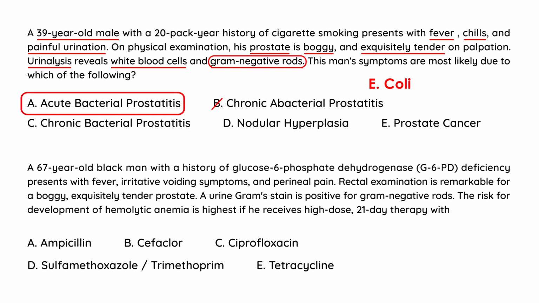Next question. 67-year-old black man with a history of G6PD deficiency presents with fever, irritative voiding symptoms, and perineal pain. Rectal exam is remarkable for a boggy, exquisitely tender prostate. Urine gram stain is positive for gram-negative rods. The risk for developing hemolytic anemia is highest if he receives high-dose 21-day therapy with.